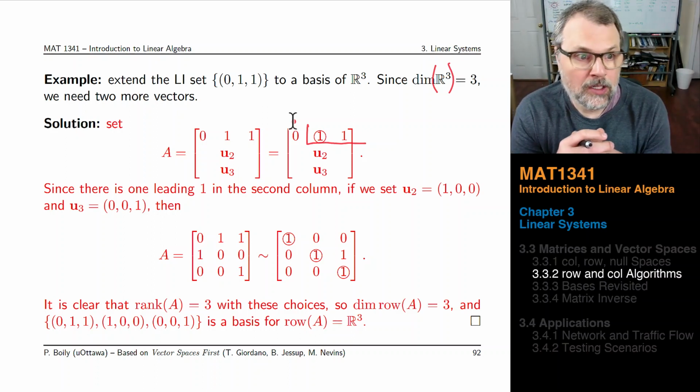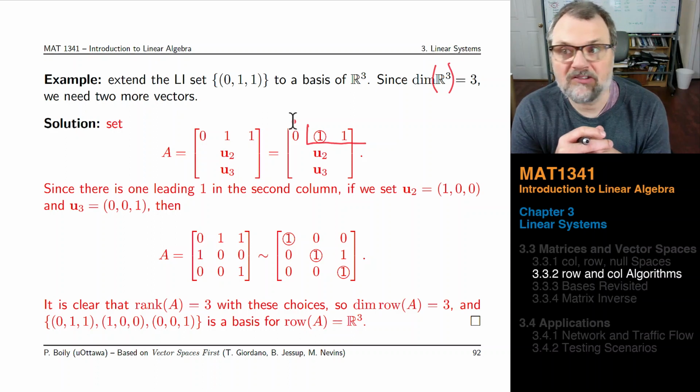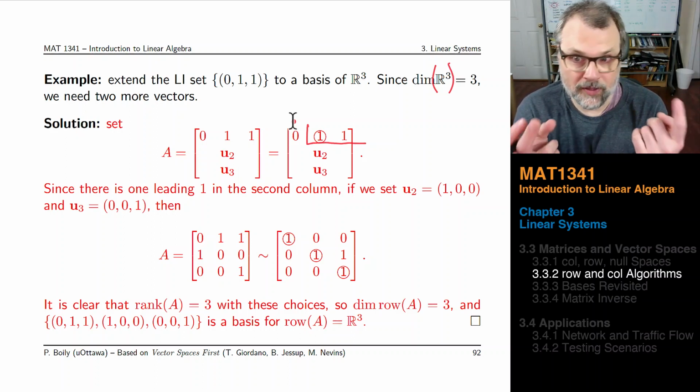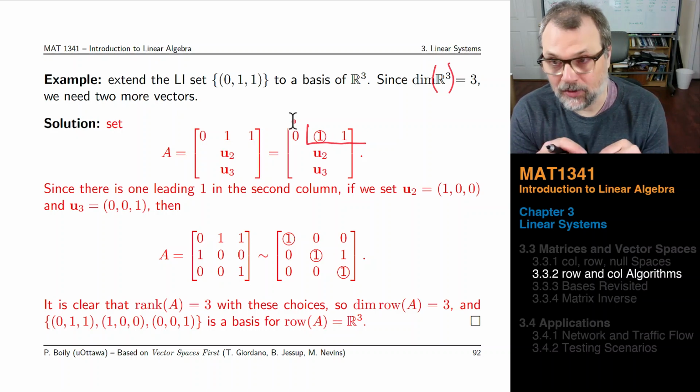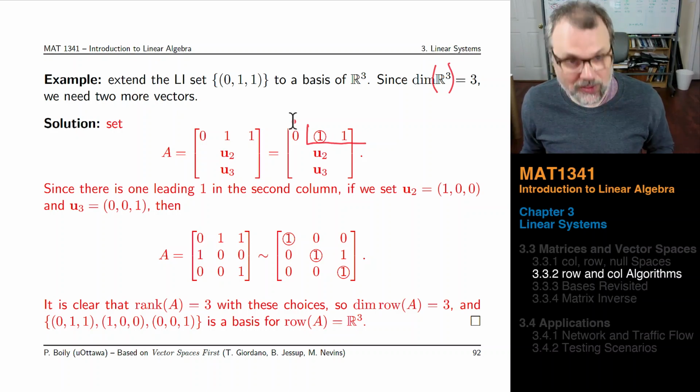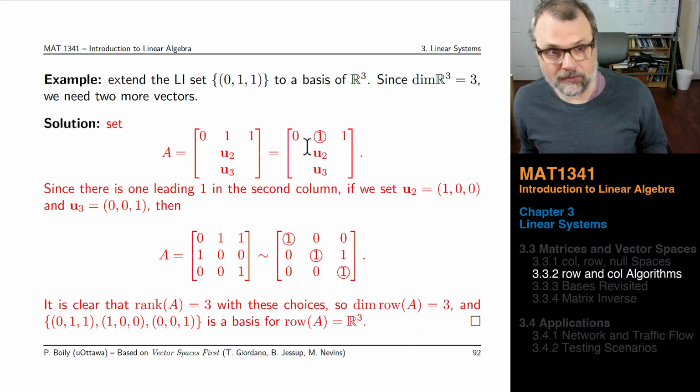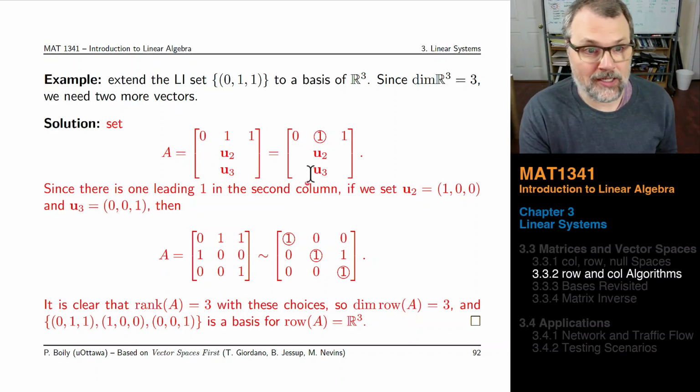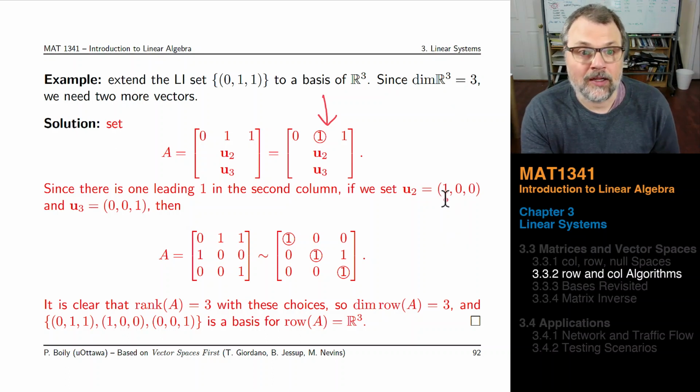So now I pick vectors from the standard basis so that there's a leading one in every column. We had a leading one in the second column, so we'll need a leading one in the first column and a leading one in the third column.